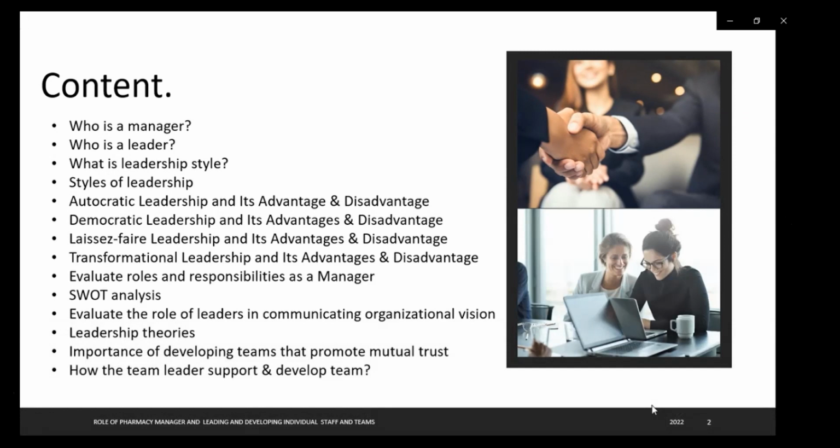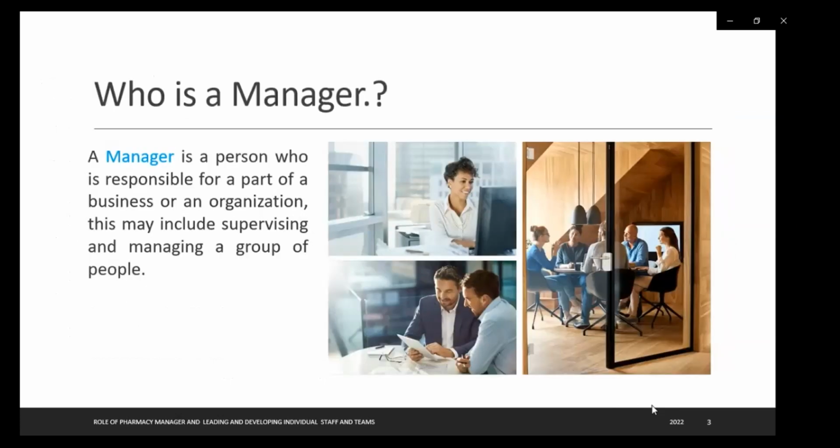Then evaluate the role of leaders in communicating organizational vision and about leadership theories. Next, the importance of developing teams and promoting mutual trust. Finally, I'm going to talk about how team leaders support and develop teams. Okay, let's move to the first slide.